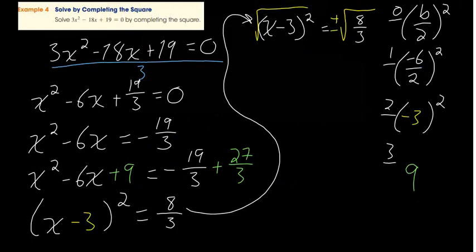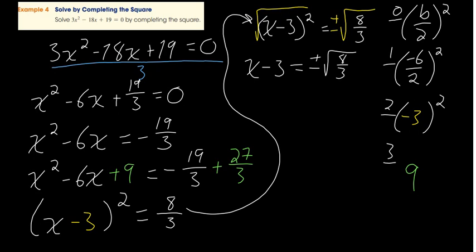Well, the left side is easy, right? The square root of anything squared is just that anything. So that's x minus 3. And then the right side is plus or minus the square root of 8/3. And 8/3 can actually be simplified, but for right now we'll just go on. I can go ahead and play with it. So x minus 3 is equal to plus or minus the square root of 8 over the square root of 3.